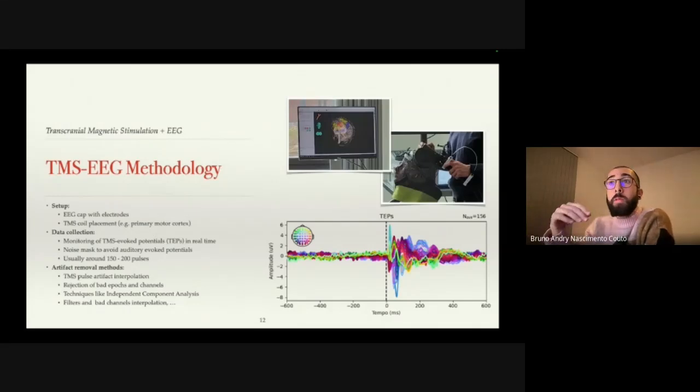What do we need to work with this? So we need an EEG cap with some electrodes and an amplifier. We need to find where we want to position the coil. So usually we do that with the help of a neuronavigation. And one example I can give is the primary motor cortex.